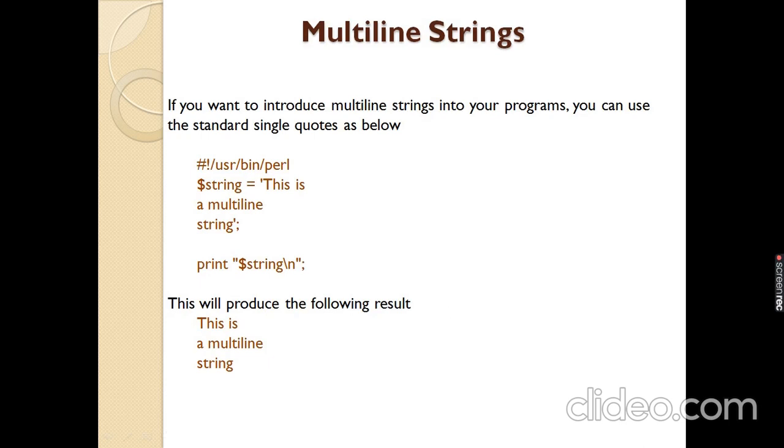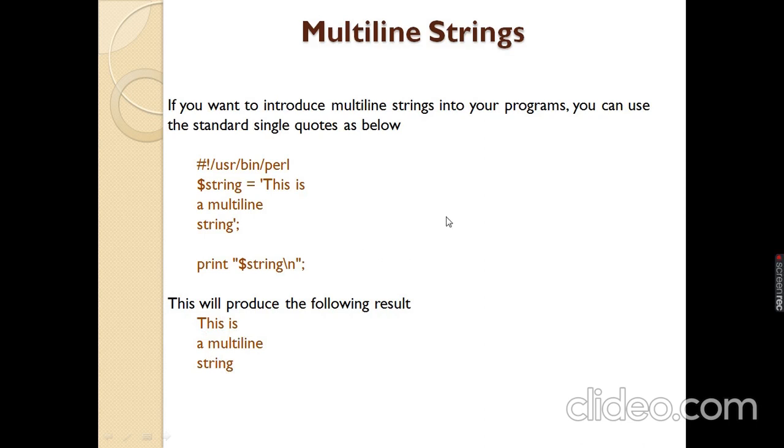Multi-line string. If you want to introduce a multi-line string into your program, you can use the standard single quote as shown below. See, in the program we have used a string variable, and in single quote we have mentioned this is a multi-line string, right? And single quote close and semicolon. So when you print it, this will produce, this is a multi-line string. In 3 sentences you are going to display this line.